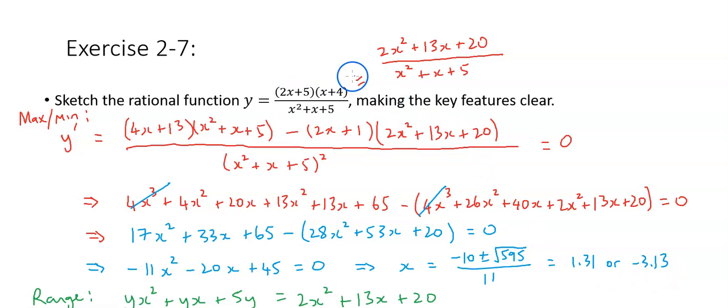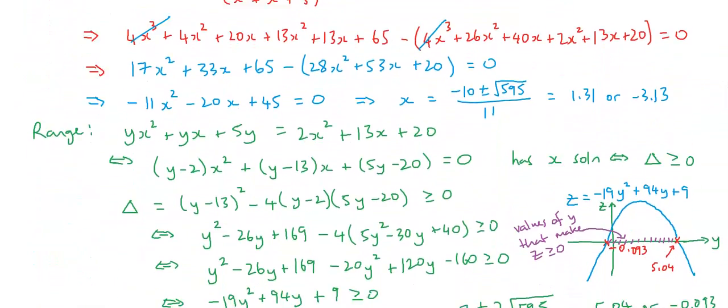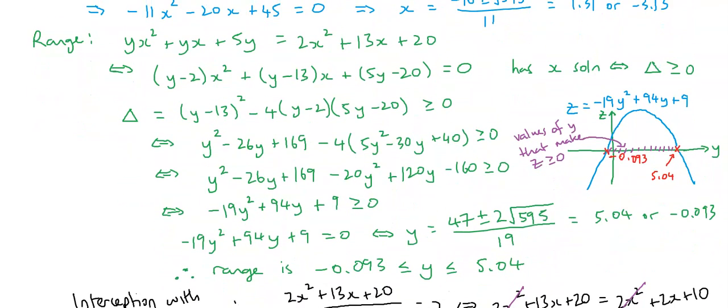Because of the structure of this rational function, we can clearly see that if there is a negative output for one of these two x values, then it has to belong to the negative number, because anything positive is going to give a positive output. And that's what ends up happening when we calculate the range. So there's all the working for the range in green. It turns out that the range is between negative 0.093 and 5.04.